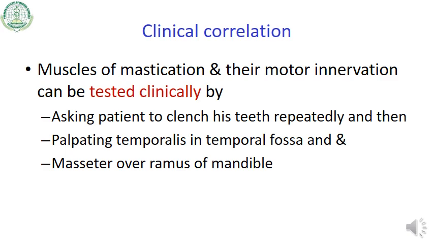Now clinical correlation of the muscles of mastication. The muscles of mastication and their motor innervation can be tested clinically by asking the patient to clench his teeth repeatedly and then palpating the temporalis in the temporal fossa and the masseter over the ramus of the mandible. If they are found taut, then the nerve is tested clinically.